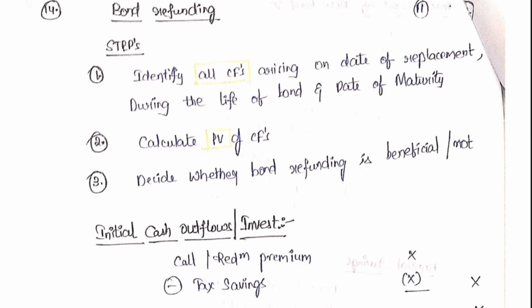Next concept, bond refunding. In case of bond refunding, there are 3 steps. First step, identify all cash flows arising on date of replacement, during the life of the bond and date of maturity. Calculate present value of cash flows. Decide whether bond refunding is beneficial or not.